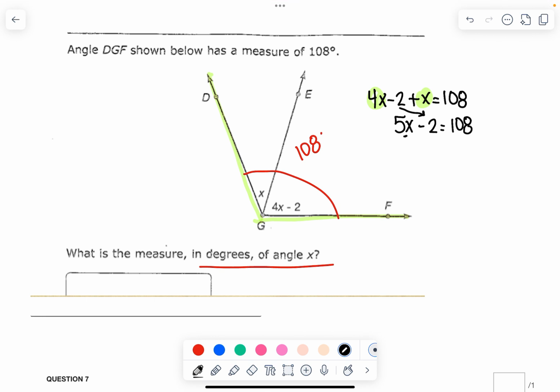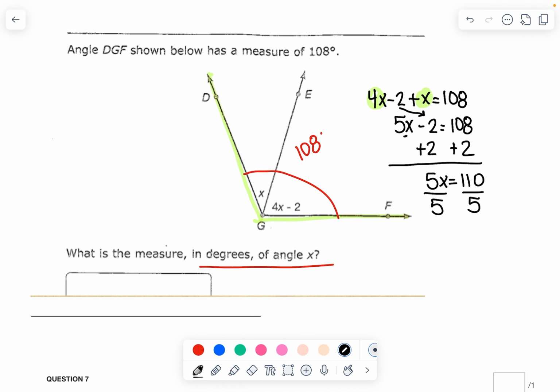I need to isolate x. So I'm going to get rid of that 2 first. I'm going to get 5x equals 110. Still need to isolate x. I'm going to do so by dividing. And x will give me 22 degrees.